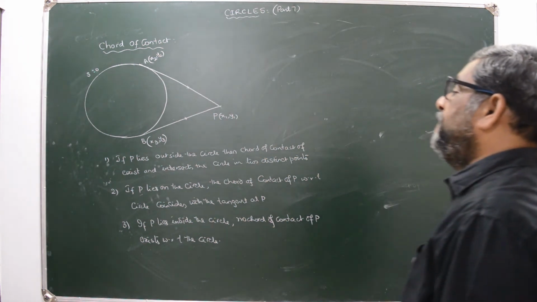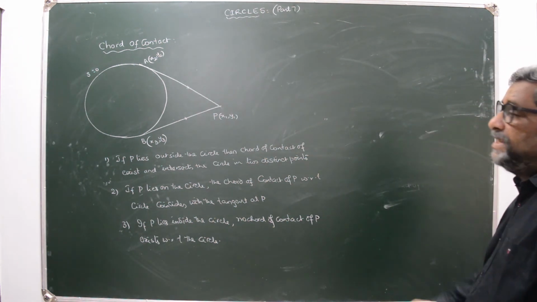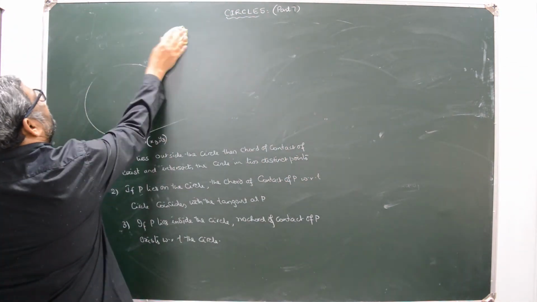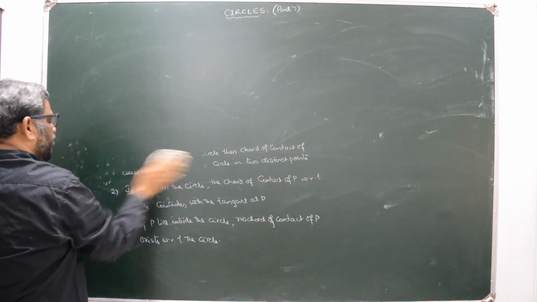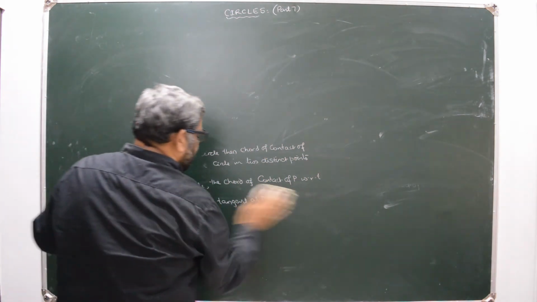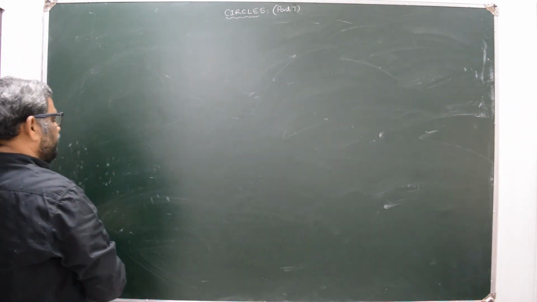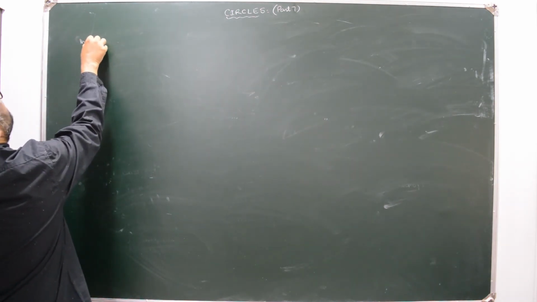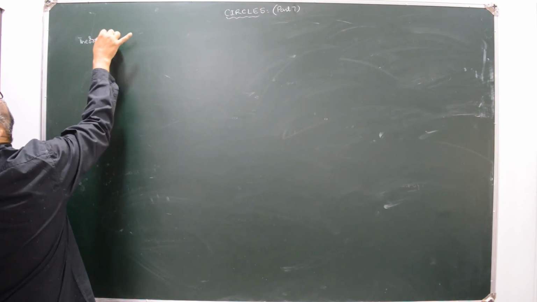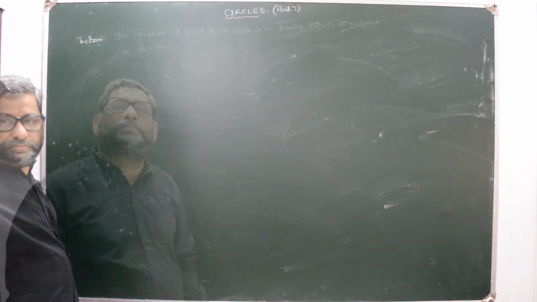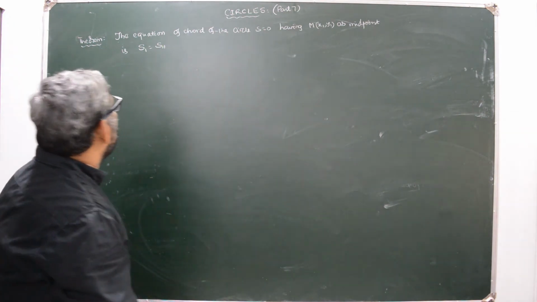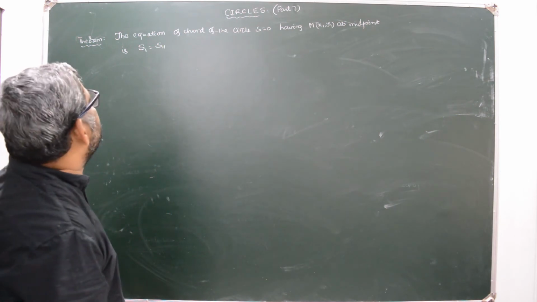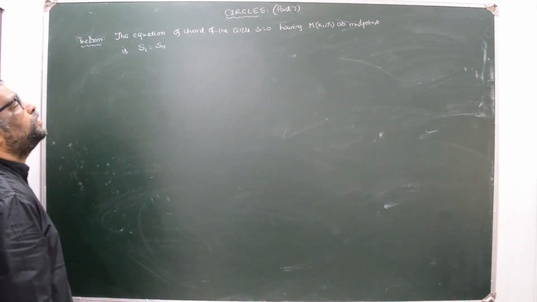Okay, I hope it is clear. Now I will discuss one more theorem, that is the equation of the chord having the midpoint. If the midpoint of the chord is given, how to find out the equation of the chord. The next theorem is: the equation of the chord of the circle S equal to 0 having M(x1, y1) as midpoint is S1 equal to S11.